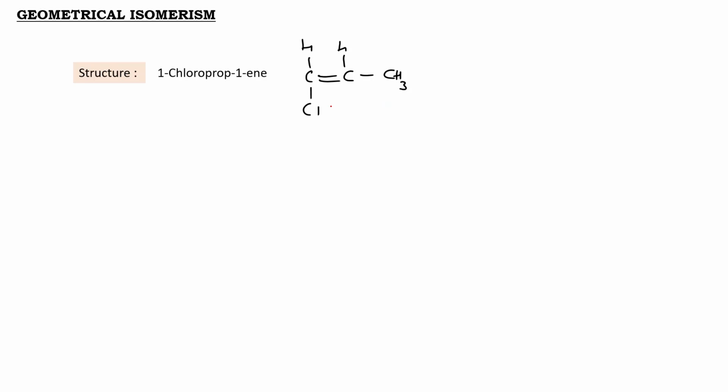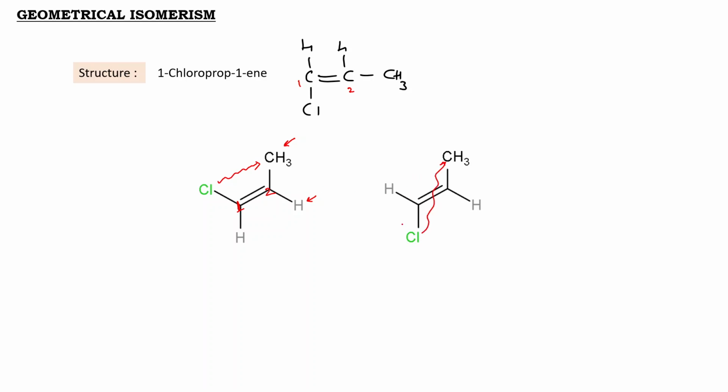When you see the structure, you can see that this double bond is active because this and this groups are different, and these groups are different. So when you start to draw the shape, you will find that there are two possibilities. If you keep your CH3 and H here on the second carbon, this is the second carbon, then on the first carbon you can have this Cl very close to CH3 or diagonally opposite.